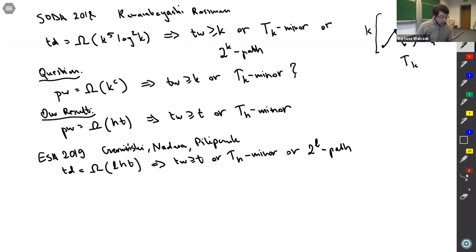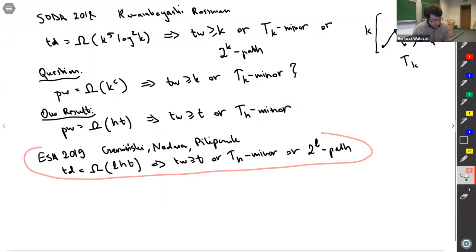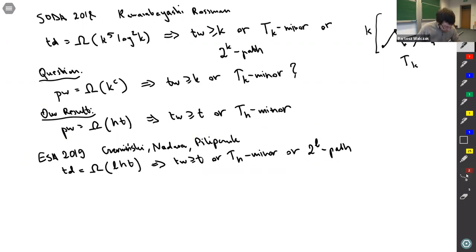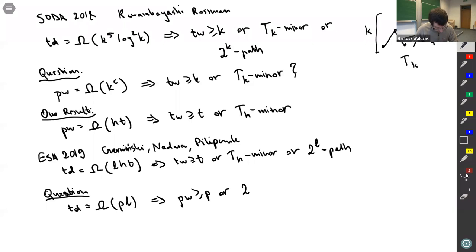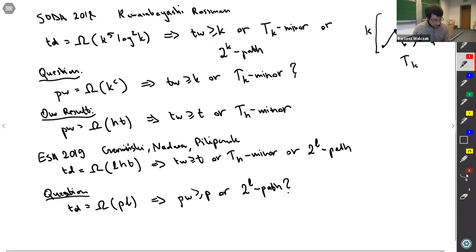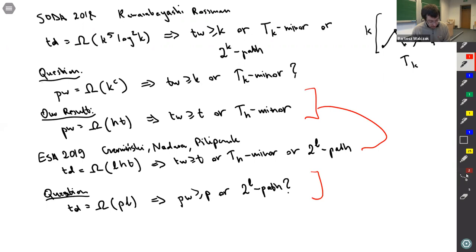So looking at our result here and this result from ESA, a natural question to ask, which I'm going to give you as an open problem already now, is: is it true that if the tree depth is of the order of magnitude P times L, then the pathwidth is at least P, or there is a path of length 2 to the power L? If that holds, then these two results, our result and this one, would imply the result of Czerwiński, Nadara, and Pilipczuk.